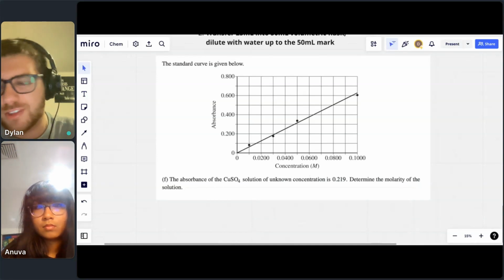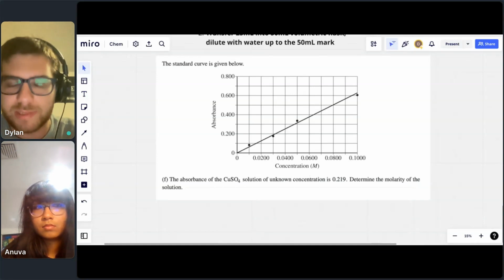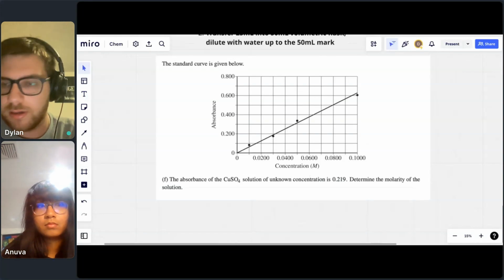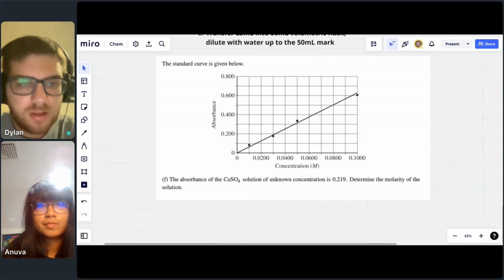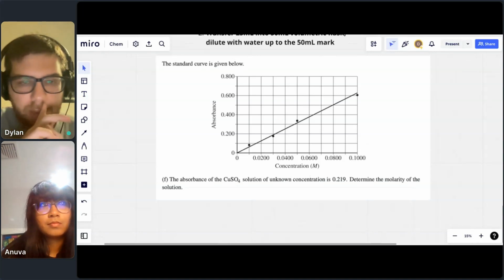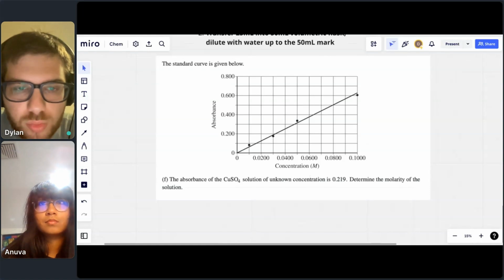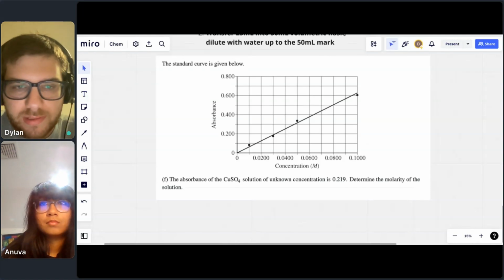Stirring the mixture might be a step, but really what they wanted to see was that you were properly able to form the solution, and then stirring is dissolving. It was only 2 steps. All right. The absorbance of the copper solution of unknown concentration was 0.219. Determine the molarity of the solution.